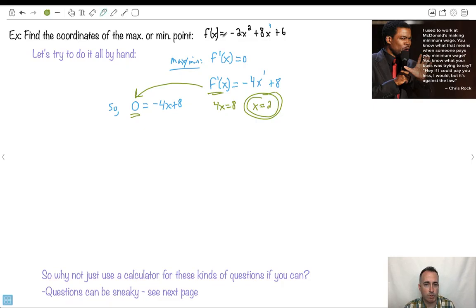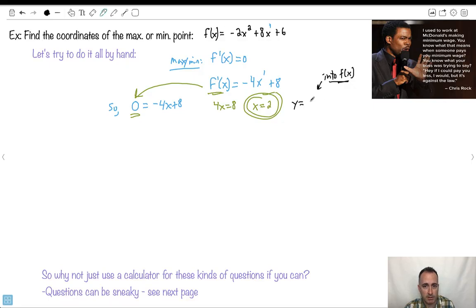Do I know the y value? Let's go ahead and figure that out. Now keep in mind, you have to put this into f of x, not into the derivative. The derivative just helped me find this x value. But I'm curious now, when x is 2, what's y? My entire equation for y is f of x.